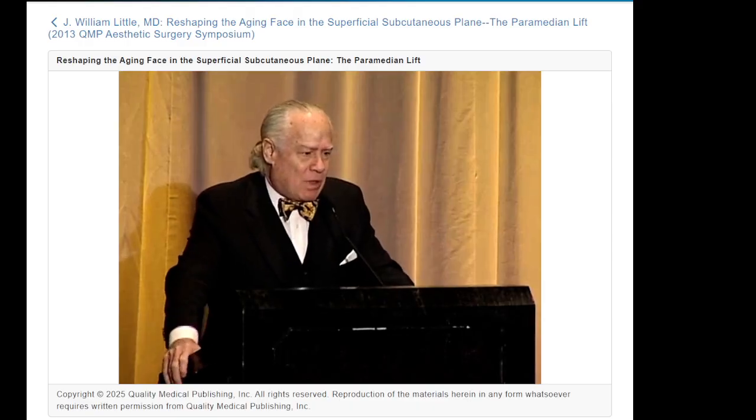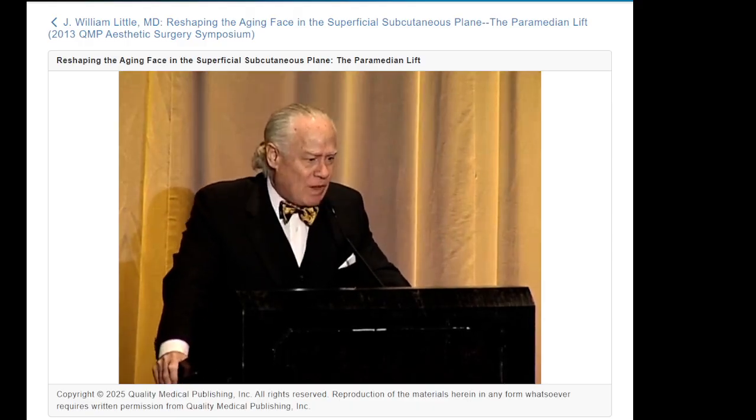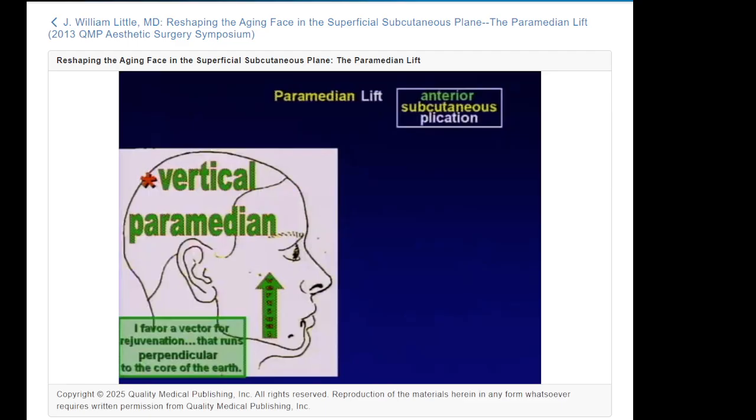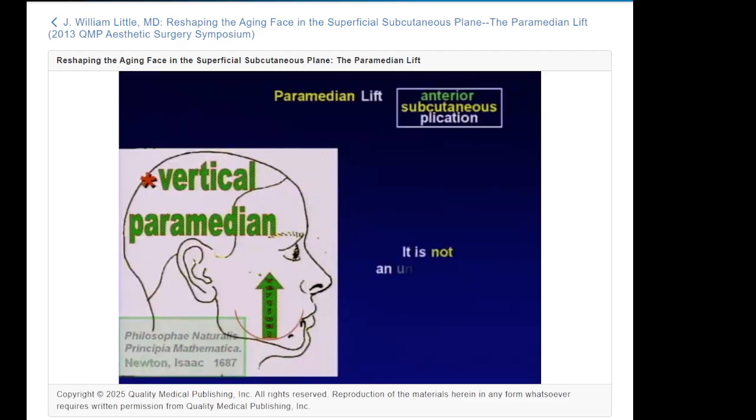It's all up there. It's not anyplace else. What about the vertical vector? Well, that's important too. I favor a vertical vector for rejuvenation that's perpendicular to the core of the earth. I share that opinion with another guy there. And it's not an unimportant distinction.